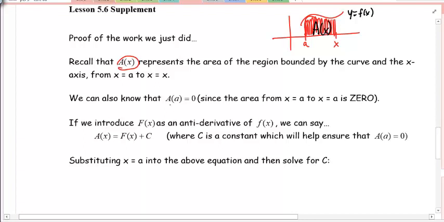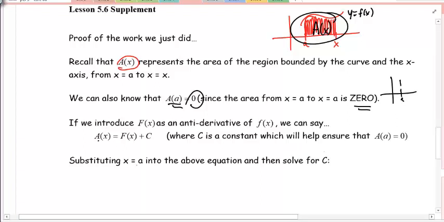We also know that if I were to plug in a, that means I want an area from a to a. Well, what kind of area do you have there? It's pretty much nothing. Now, if we introduce this idea that capital F of x is an antiderivative of little f of x, we can also say that the area A of x, so that's that big picture up here, is equal to F of x plus c, where c is a constant. Remember that idea of plus c as an indefinite integral?